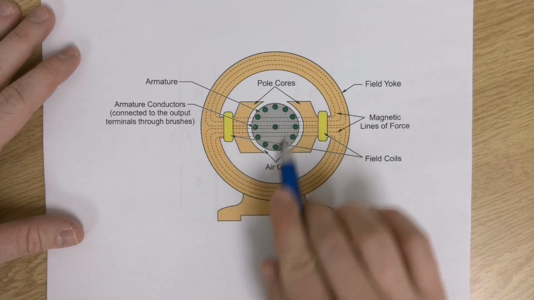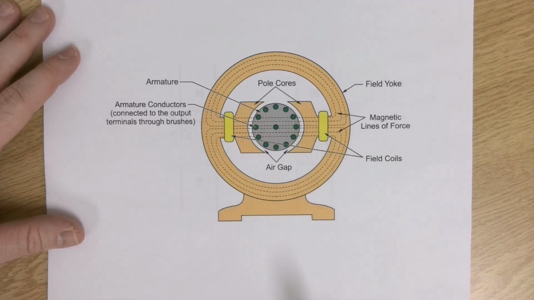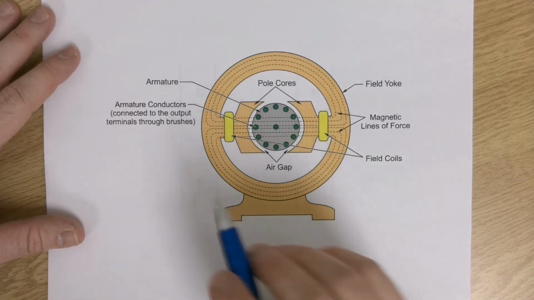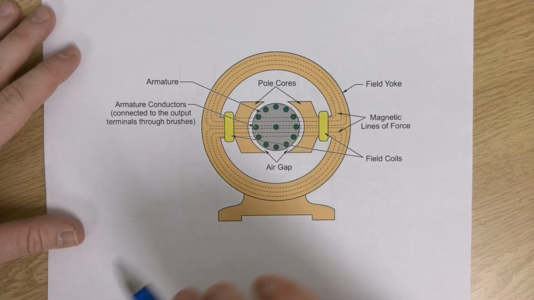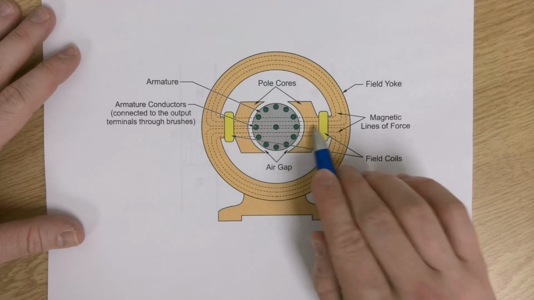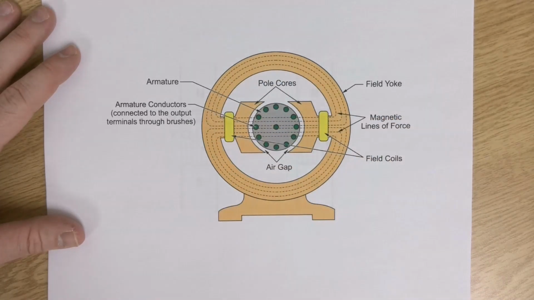Most of the time, we're going to spin the armature, but you could do it either way. You just need that relative motion between a conductor and a magnetic field. Now, I say this one is probably going to spin the armature because these pole cores look like they're attached to the actual frame of this generator.